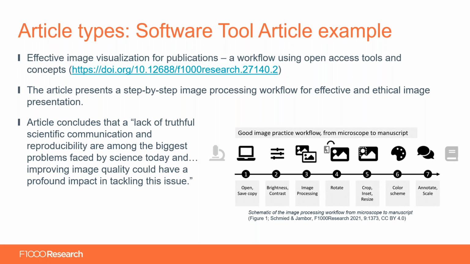Similarly to the aforementioned data note and method article examples that we've shown previously, and with all papers on F1000 platforms, the metrics and citations are freely available to view by anyone accessing the research due to our transparent nature as a publisher. And this article in particular struck me as a really pertinent example of research which is looking to improve reproducibility, as it concludes by stating that a lack of truthful scientific communication and reproducibility are among the biggest problems faced by science today. So this paper really is looking to utilize the key elements and the primary aims and goal of a software tool article to help combat this somewhat.